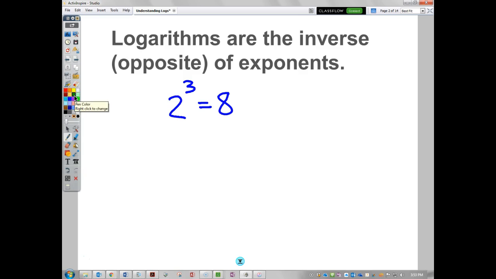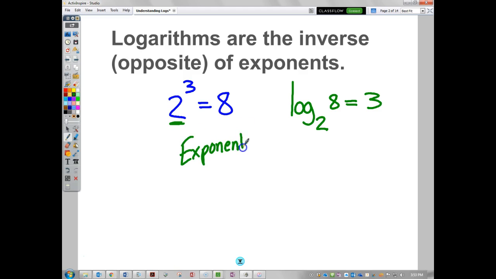In logarithmic form, we write it as log, and then whatever the base is, in this case, base 2 will stay base 2, but we write it in subscript of 8 equals 3. Alright, so this is exponential form, and this is logarithmic form.